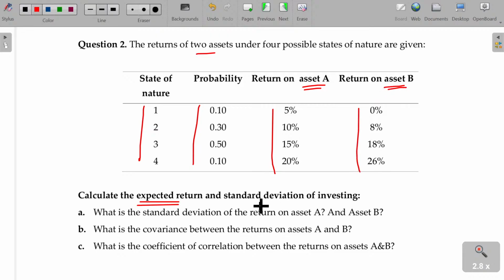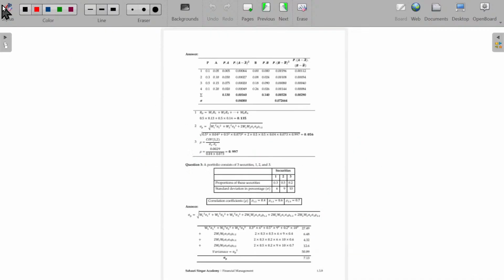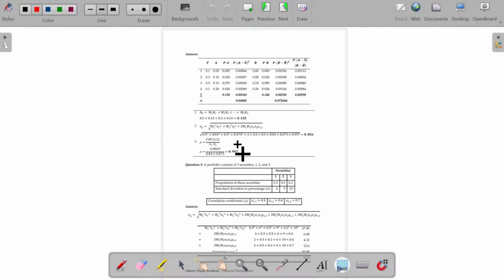Calculate the expected return and standard deviation of investing only in A and only in B. That you can get it easily, which is nothing but multiply these two and take the summation. This is called mean return, and you can get the standard deviation also. The calculation part and other things we have already studied in the earlier illustration. The same is given here.